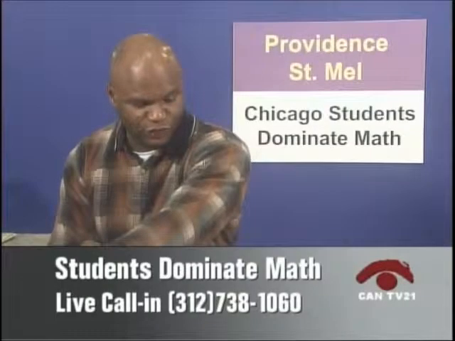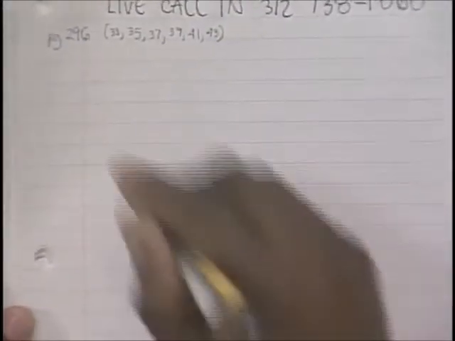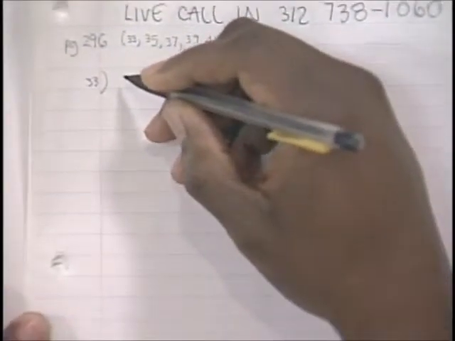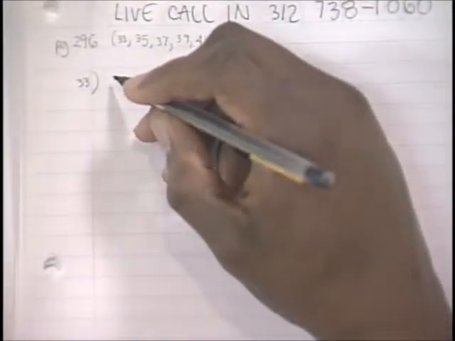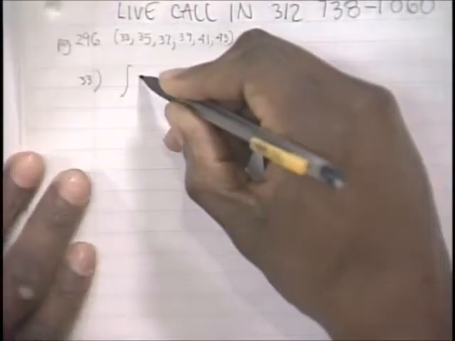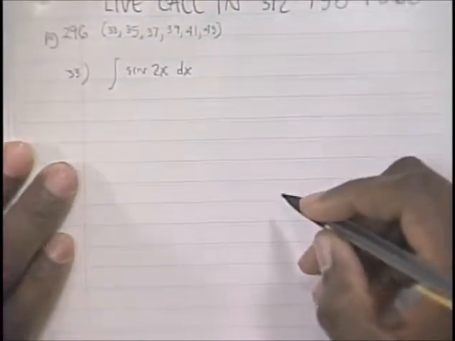Let's take a look first at number 33 on page 296. The problem reads: what's the antiderivative of the sine of 2x?